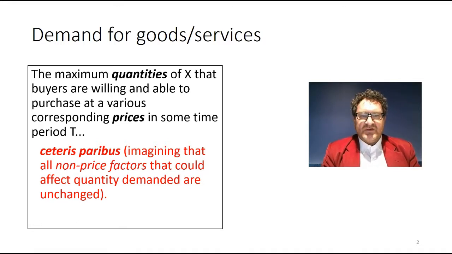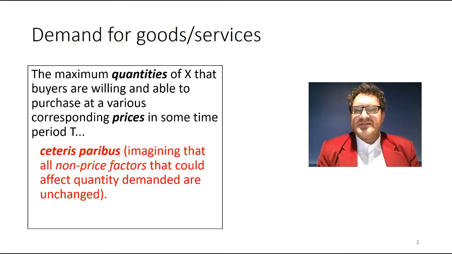So we're imagining that all the non-price factors which could affect the quantity demanded for a product are frozen, or held constant, or are not changing. That includes things like the income of the buyers, the tastes of the buyers, and so on. A meteor doesn't come and strike the earth and destroy everyone. We're assuming none of those things are occurring.